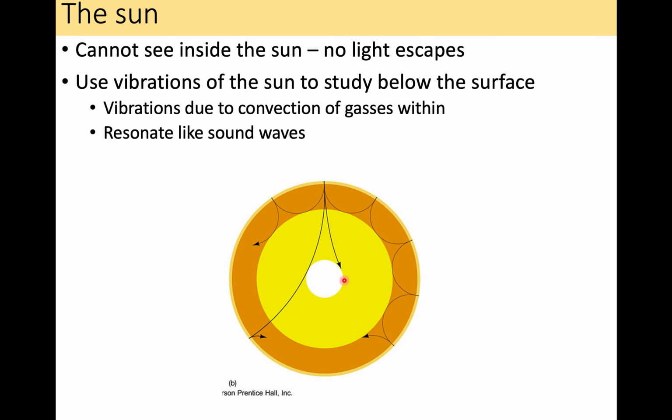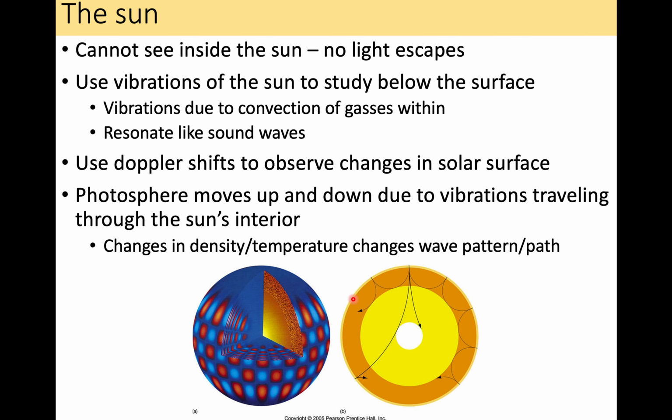So we're actually able to measure and observe the different layers of the inside of the sun that have different thicknesses, different densities, and different chemical compositions. We're also able to use Doppler shifts to observe changes that we see in the sun's surface.